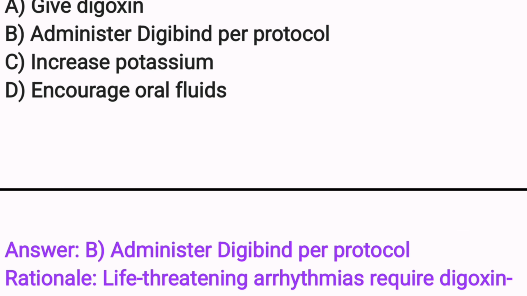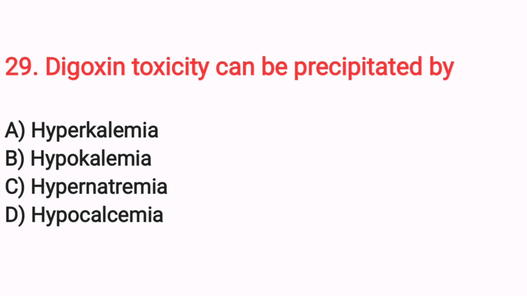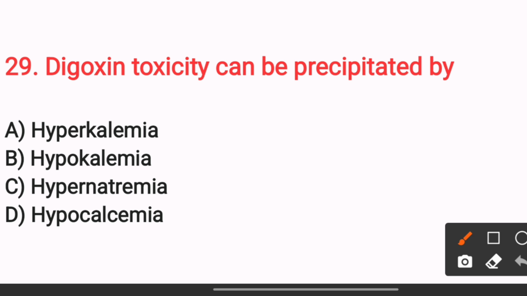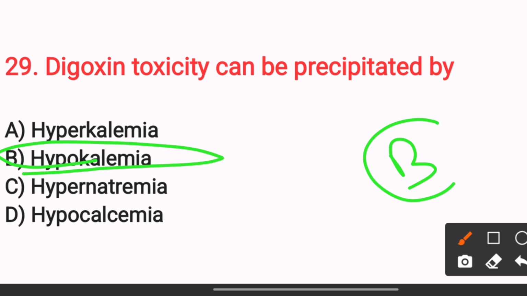Next question. Digoxin toxicity can be precipitated by option A, hyperkalemia, option B, hypokalemia, option C, hypernatremia, option D, hypocalcemia. The answer is option B, hypokalemia, because low potassium increases the digoxin binding, leading to toxicity. So the answer is option B.